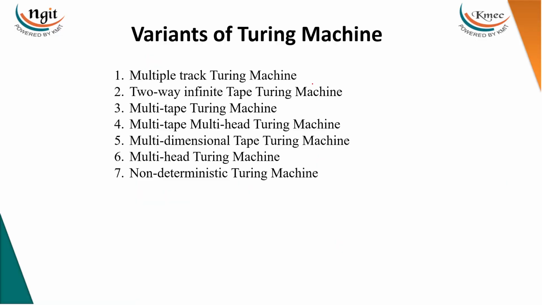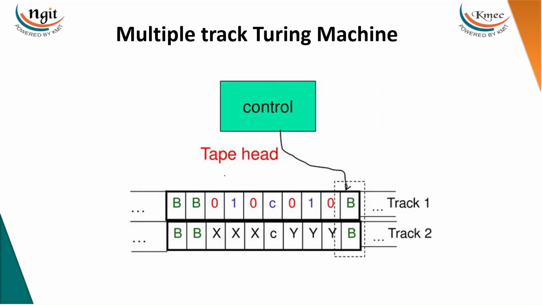Now we have variations of the Turing machine by adding something extra. We have 7 variations. Multiple track Turing machine, which we have already discussed. Two-way infinite tape Turing machine; we discussed semi-infinite, now we have two-way. Multi-tape, where you have more than one tape. Multi-head Turing machine, which has more than one head. Multi-dimensional, where instead of a single-dimensional tape you have a two-dimensional tape. And the non-deterministic Turing machine. We'll discuss them one by one.